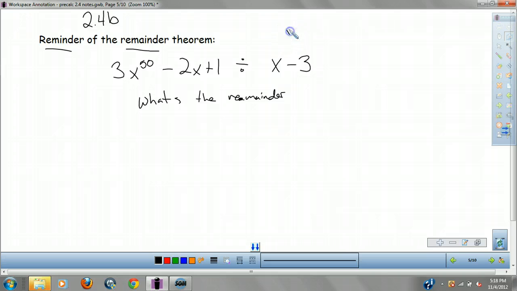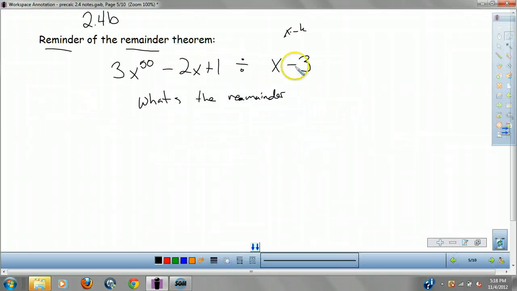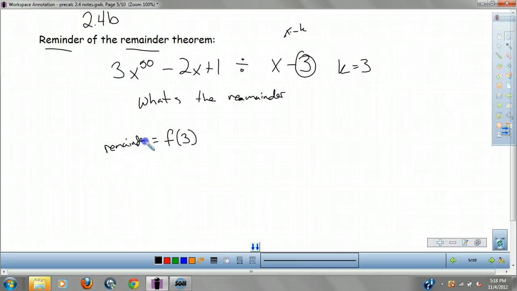Well, remember I'm always using my x minus k or x minus h, depending on what letter you use. Let's take a peek at what letter I use. That's k. So my k is going to be 3, right? K equals 3. So my remainder theorem says if I take f of 3, I'm going to get my remainder. So f of 3 is 3 times 3 to the 50th power minus 2 times 3 plus 1.